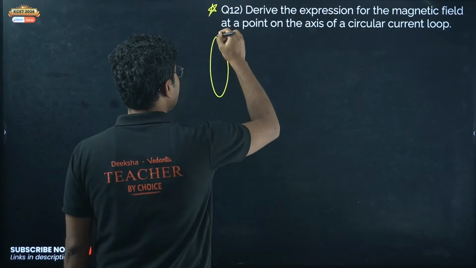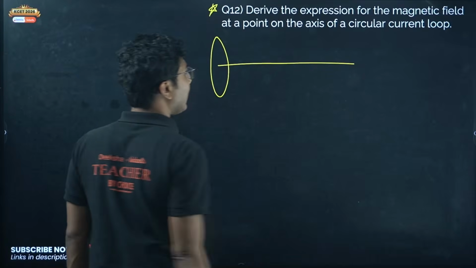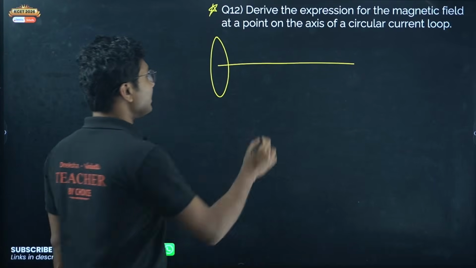So here we have a current carrying loop, and you are trying to find the magnetic field at a distance x.